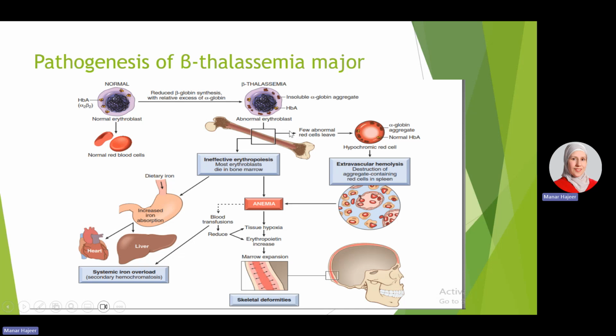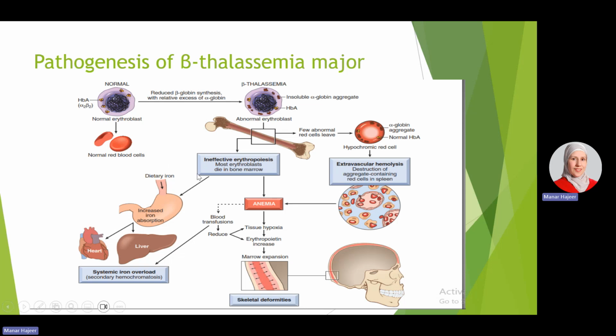Even the few red blood cells that exit to the peripheral circulation are abnormal because they also have precipitates of alpha globin, which has a damaging effect. The cells are small in size and hypochromic with increased pallor in the center. When these cells pass through the spleen, due to the presence of these unpaired alpha globin aggregates, they will be engulfed by the splenic macrophages, leading to extravascular hemolysis and anemia.